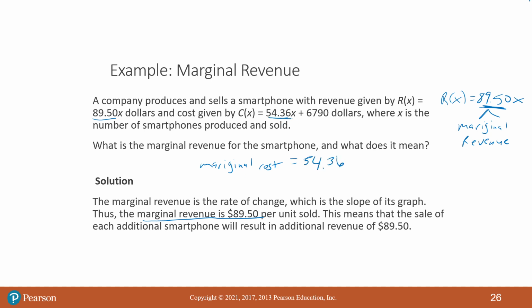Like I said, bunch of different names for slope. Marginal revenue, marginal cost, just asking for the slope. Rate of change, just asking for the slope. M, just asking for the slope. It does ask for some interpretation here. The interpretation just basically means that for each additional smartphone we sell, we're increasing our revenue by $89.50, which is the slope of that particular function. That's it. It's simple because it's linear.